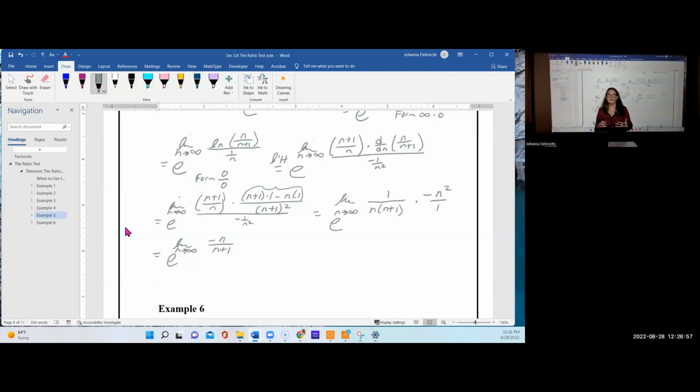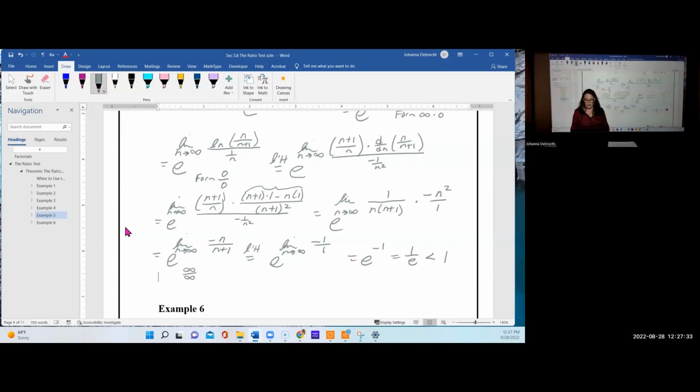But again, this has the form of infinity over infinity. So I can apply L'Hopital's rule again. And this gives me e to the limit as n goes to infinity of -1 over 1, which gives me e to the -1. E to the -1 is 1 divided by e, which is about 1 over 2.718281828459, blah, blah, blah. And so I know that this value is less than 1. Therefore, by the ratio test, the original series must converge absolutely.